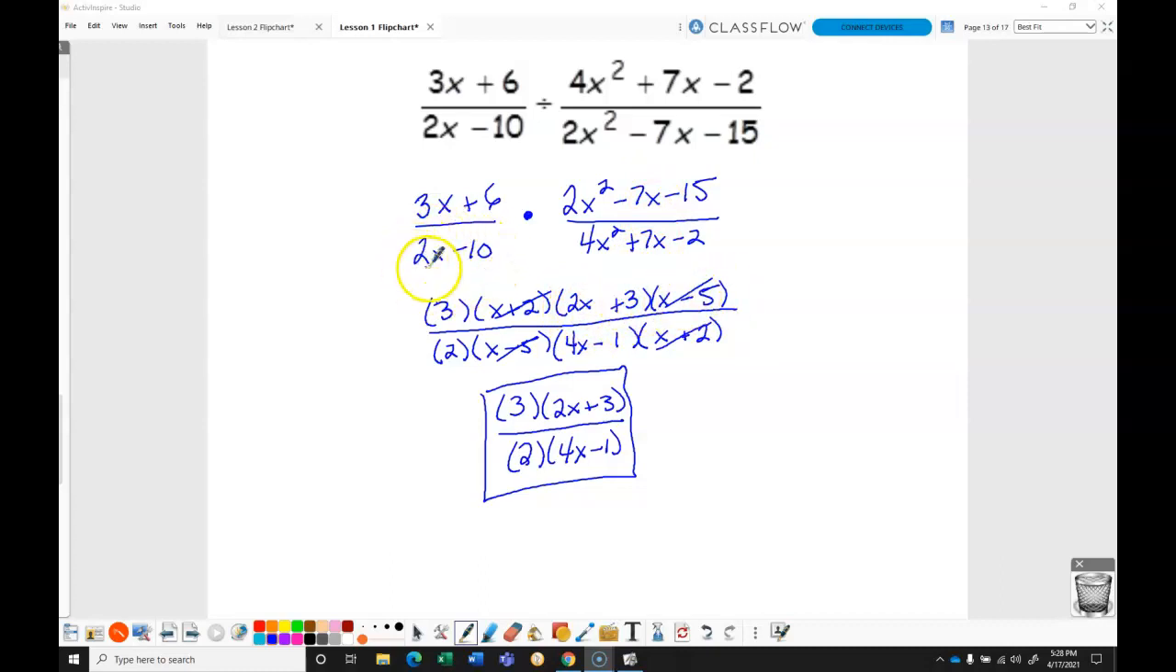This one in the bottom had a common factor of 2, which left me x minus 5. And then this one in the denominator, I also had to do by grouping. So I got 4x minus 1 and x plus 2. Okay. So it may take you a little longer to do these two because that leading coefficient's not 1, but eventually you'll get there. And then the x plus 2's cancel and the x minus 5 cancels. Okay, let's see what else we got.